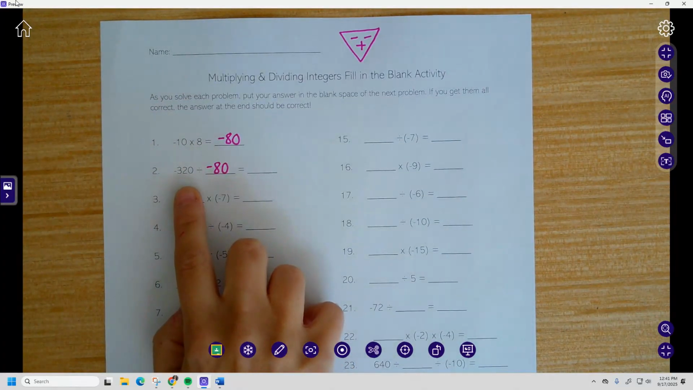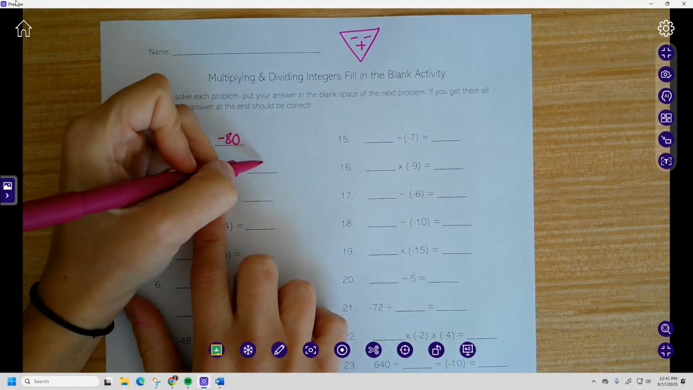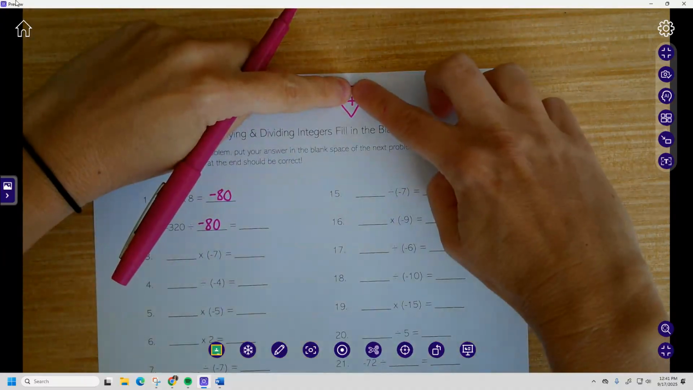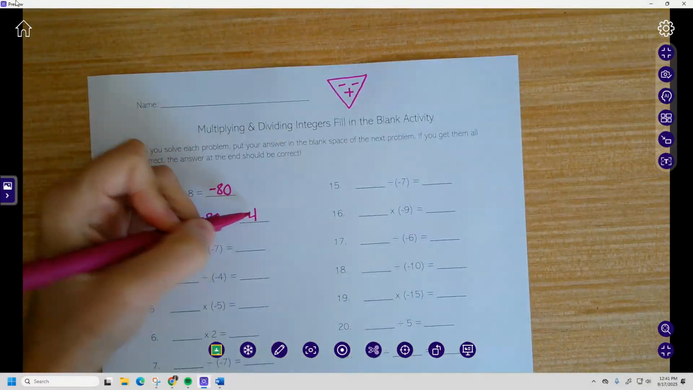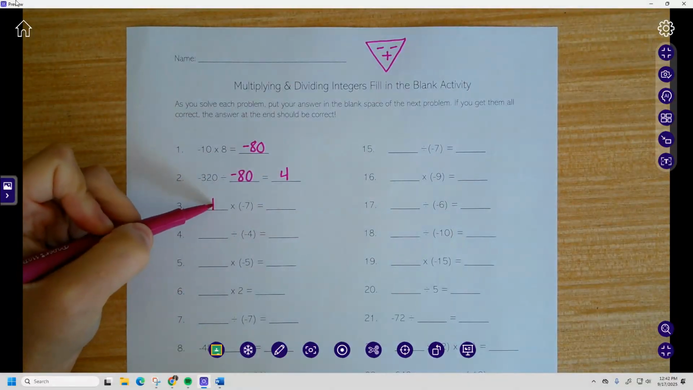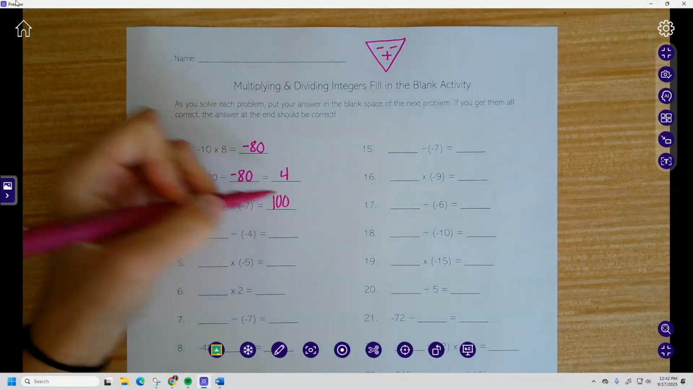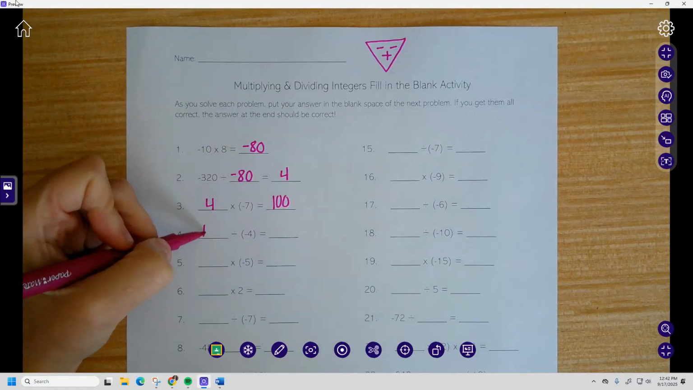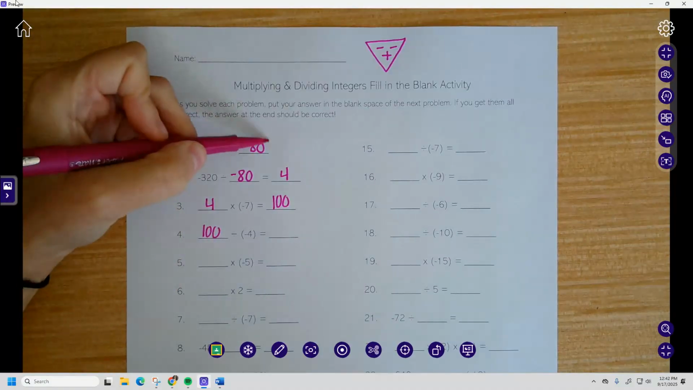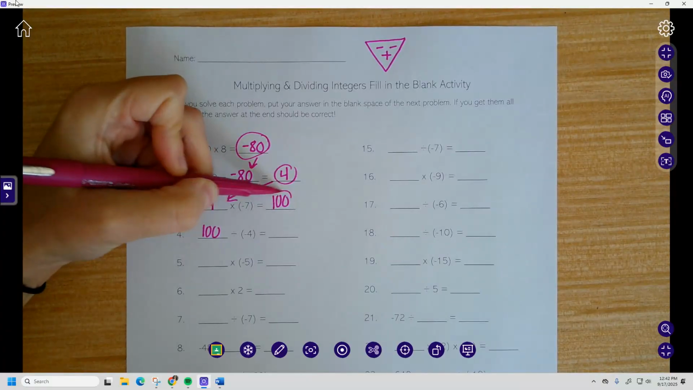So now I'm going to solve negative 320 divided by negative 80. I'll give you one more freebie, which is negative divided by negative is positive, so positive 4. You're going to take your answer and put it in the next one, so you're going to use positive 4. Let's just say you get 100 for this one. That's not right, but you would put 100 here. So you take the answer and you put it in the blank for the next problem.